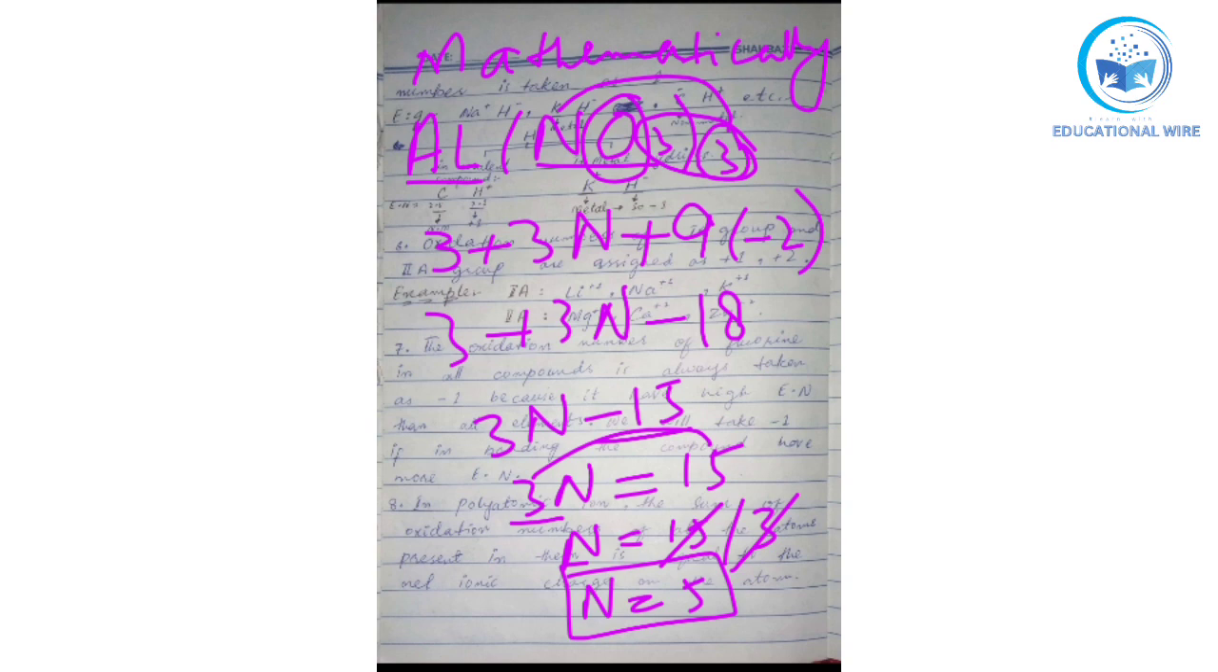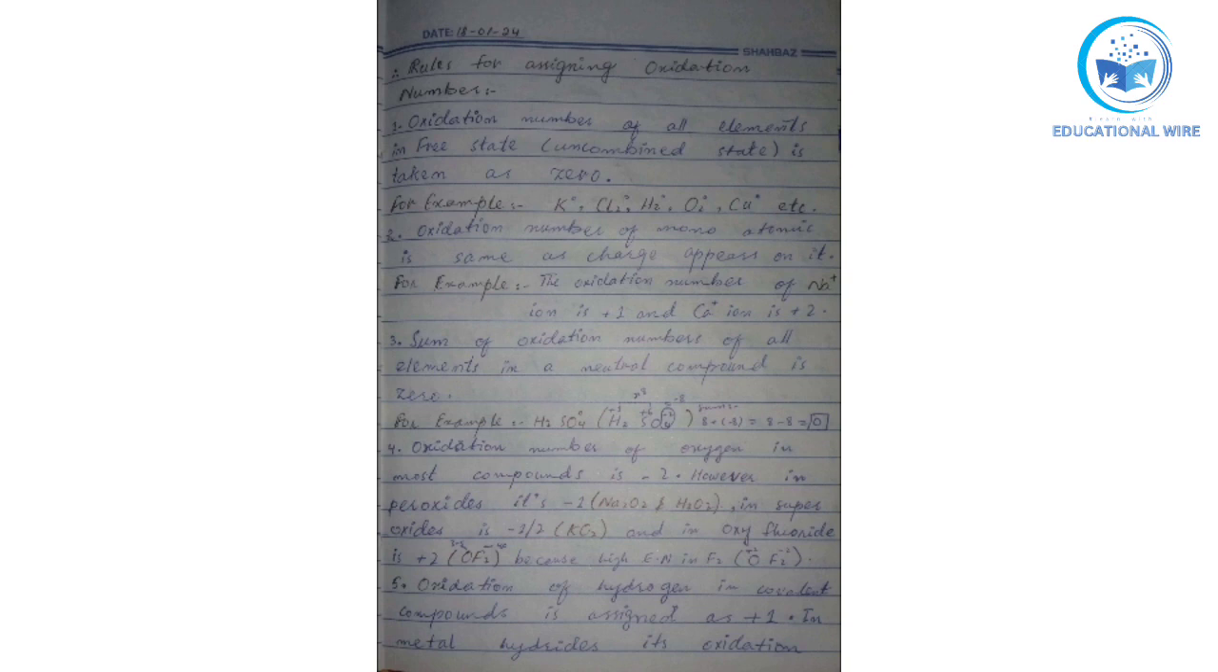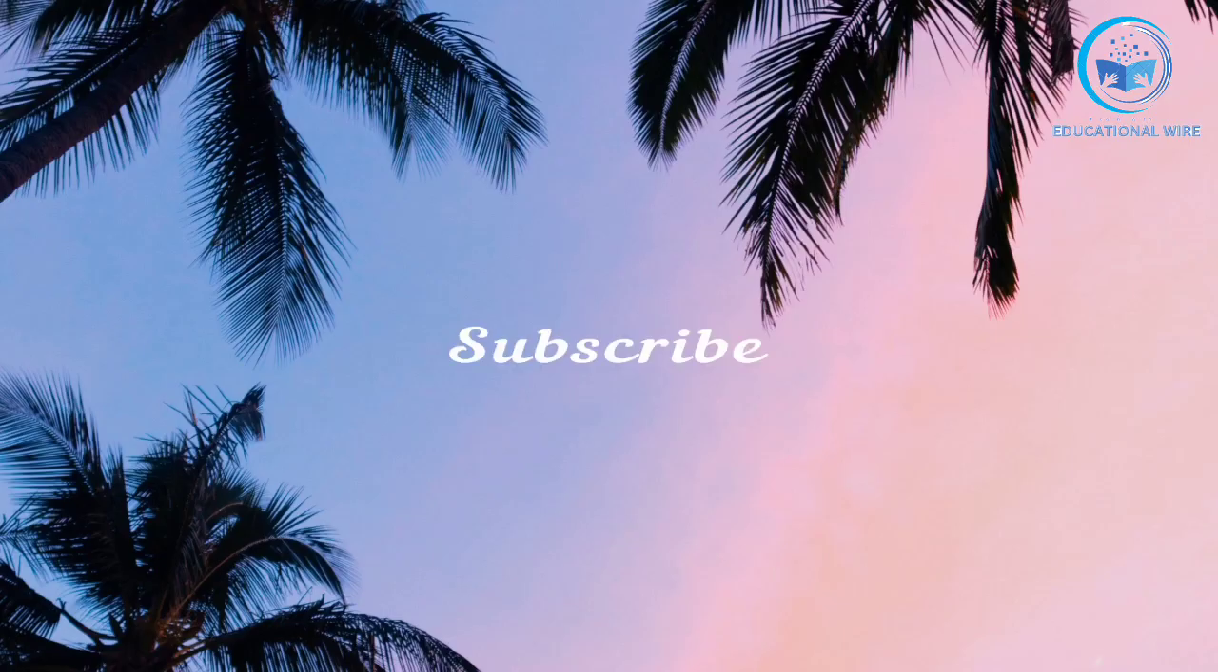This is one more method to find the oxidation number of an unknown element. So that's all that we have learned today, and it was quite easy. We just have to remember the rules for assigning oxidation numbers. Thank you so much.